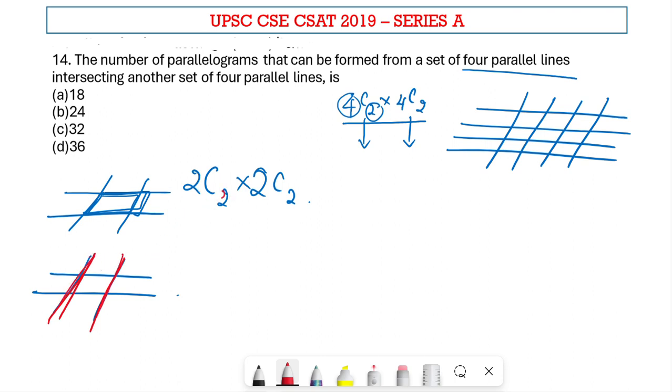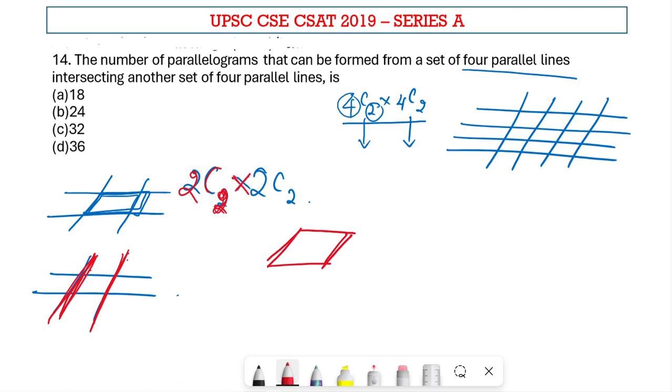So I'm selecting two lines because to form a parallelogram, I need two parallel lines and then two parallel lines, right? So for the first two parallel lines, I'm selecting two parallel lines out of the given parallel lines, which is only two in this case. So I'm taking two here. So from the given two parallel lines, I'm choosing two.